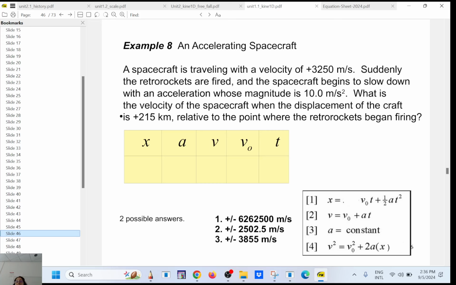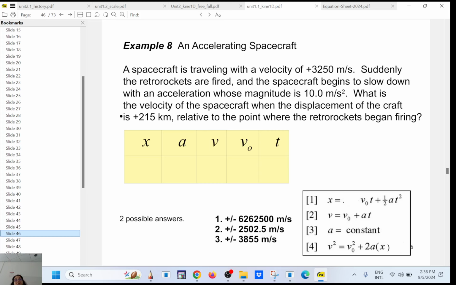So here it's a little bit tricky because look, this is meters. Here you have the displacement in kilometers. Can you keep kilometers? No, so I have to convert that to meters. In addition to that, they try to trick you because it says the spacecraft is slowing down. It's slowing down with an acceleration, which is a vector, and the magnitude is 10.